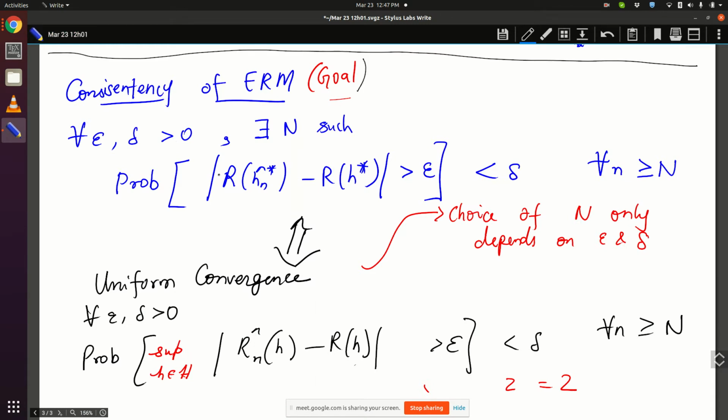We are saying that if we want to get consistency of ERM, we should have uniform convergence. So that's essentially the conclusion of this. Okay, so this is two-way. If you have uniform convergence, then you will get consistency. If you have consistency, you will have uniform convergence. So how does that simplify, or what can we do now?